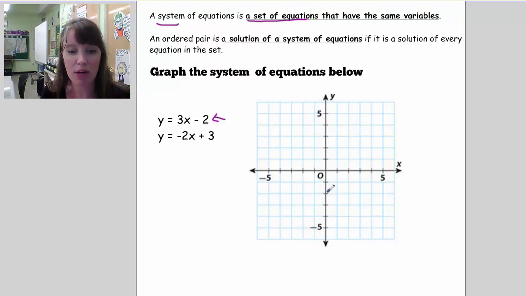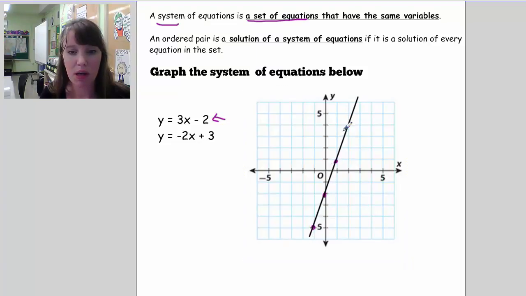So here I have a y-intercept of 2 and a slope of 3. So I go up 1, 2, 3, and over 1. 1, 2, 3, over 1. Okay. And I'm going to carefully plot my points right here and extend my line a little bit.